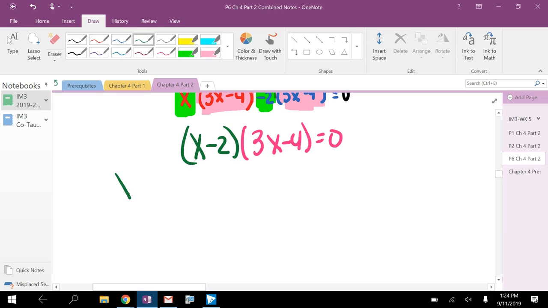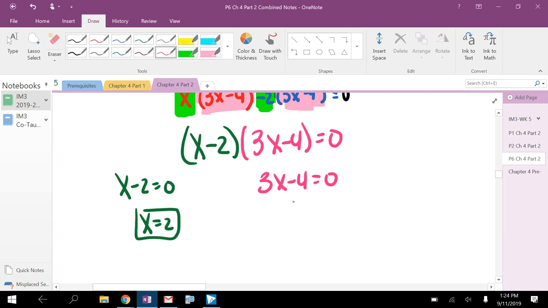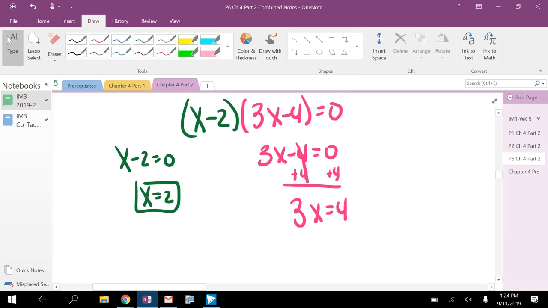So in green, I have x minus 2 is equal to 0. And in pink, I have 3x minus 4 is equal to 0. We're almost done. In green, what do I do to both sides? Add the 2 and I get x equals 2. What's the first thing I do in this pink group? Add 4. That's gone. I get 3x is equal to a positive 4 and then divide. x equals 4 over 3. And it's okay to keep it as a fraction.